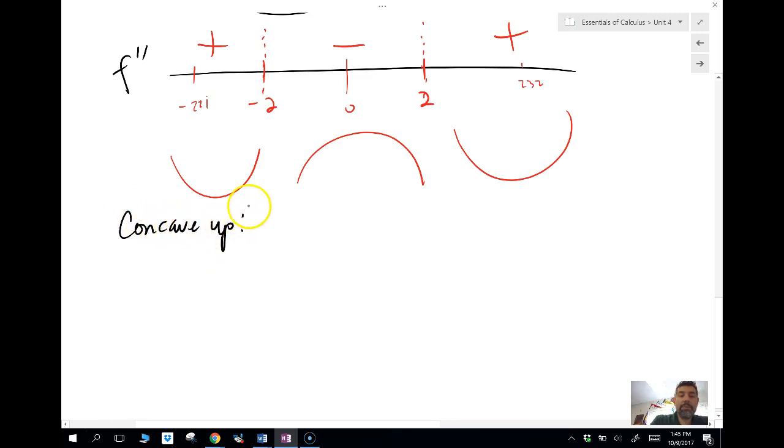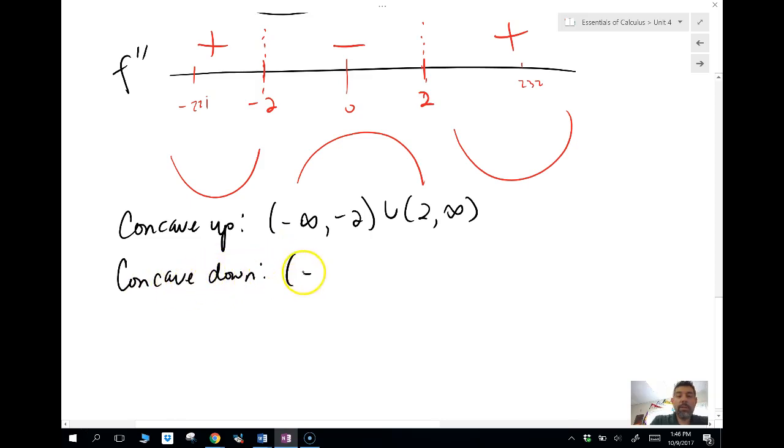Concave up: -infinity to -2, and 2 to infinity. Concave down: -2 to 2. Do we have any inflection points? No. No inflection points, because we don't have any time when f double prime is equal to 0. We just have the domain restrictions.